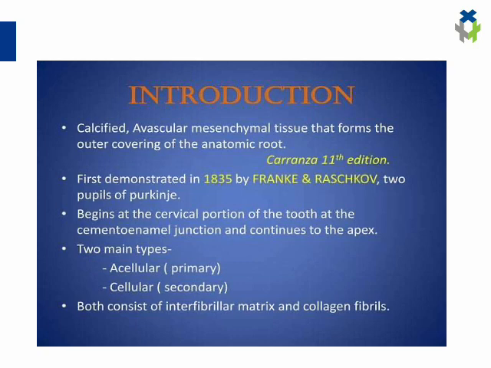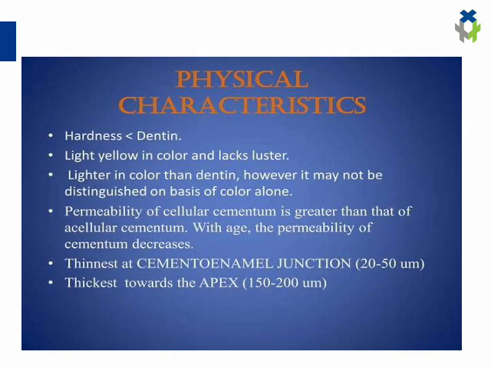Two main types are cellular and acellular. The acellular is also known as primary cementum, whereas cellular is known as secondary cementum. Both consist of interfibrillar matrix and collagen fibrils.